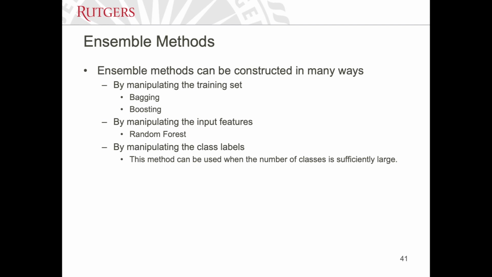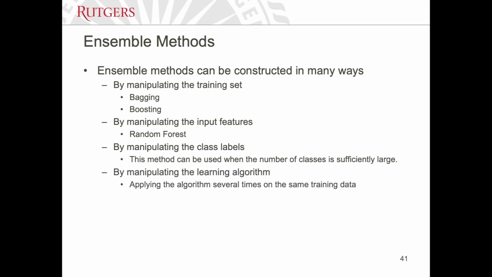We can also manipulate the class labels. This method can be used when the number of classes is sufficiently large. We can also manipulate the learning algorithm: apply the algorithm several times on the same training data, and that may result in different models. For example, an artificial neural network can produce different models by changing its network topology.